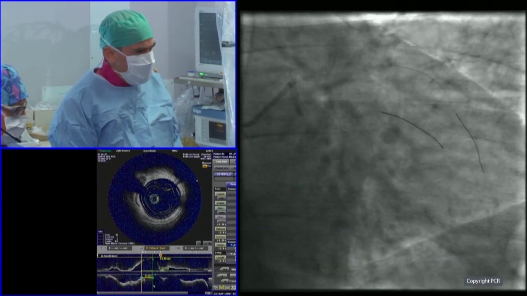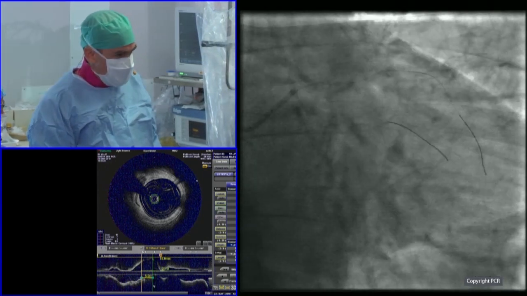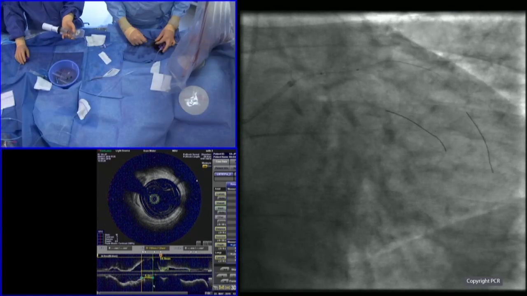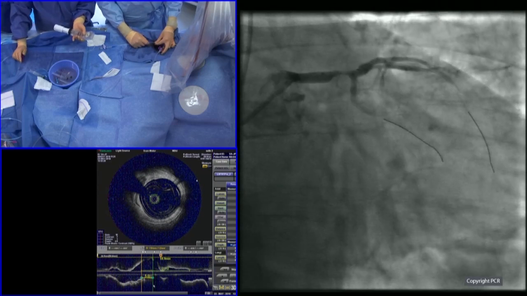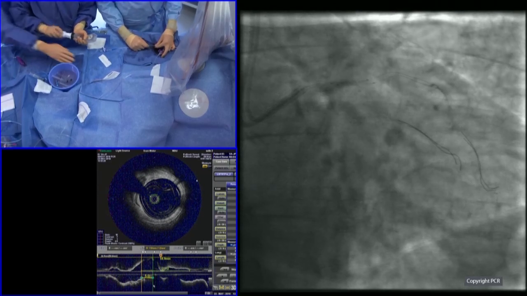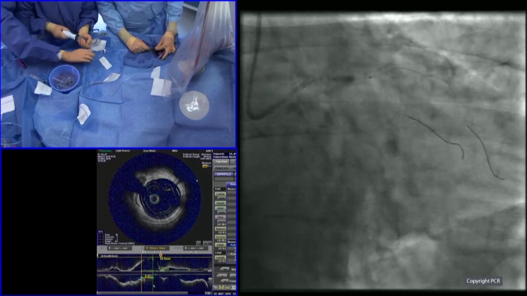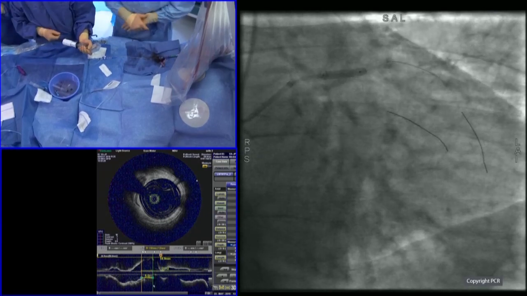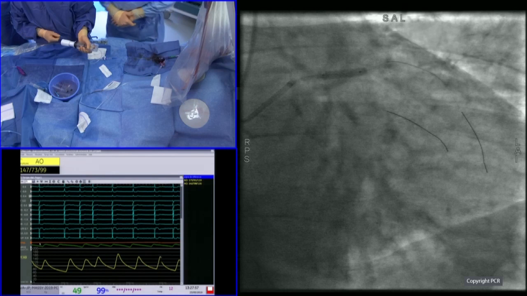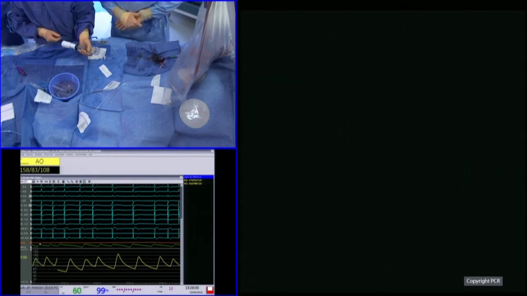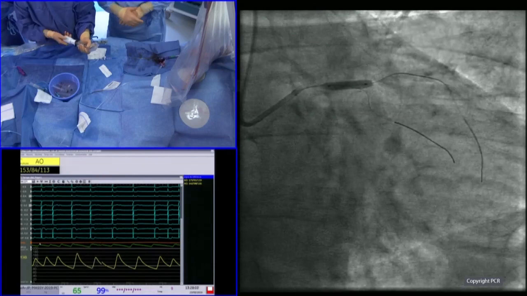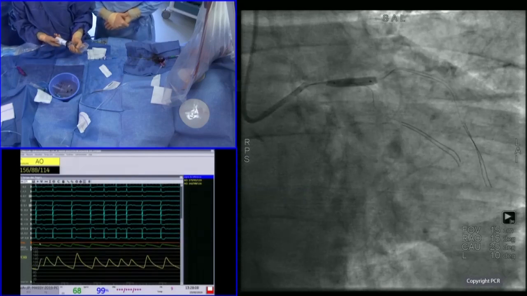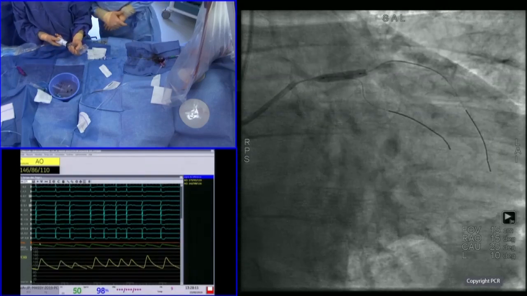So Francesca, can we see the setup of the table with the 2 wires on the table and the balloon? I think it's very important in order to avoid wire wrap. Perfect. So in order to avoid wire wrap, we have the LAD wire here, the circ wire here, and in the middle we have the 3.5 non-compliant balloon, AQ-force, to predilate this lesion. Okay, so that's a 3.5 balloon. You can see it's undersized compared to the left main. We are at 16 atmospheres.